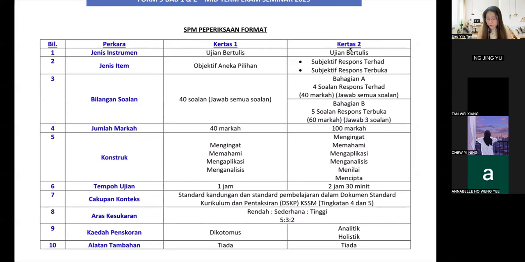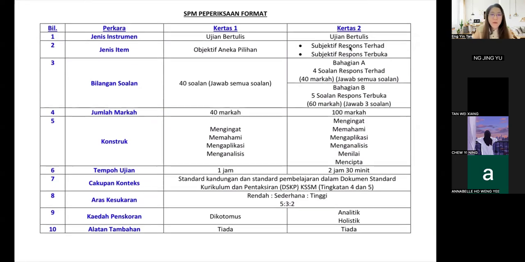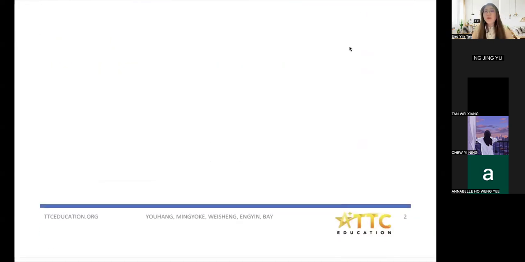For your paper 2, reminder everybody, it's 2 hours 30 minutes. To be honest, if you really go and do all the questions, it will be just nice. 2 hours 30 minutes is just nice for you to finish 4 structure and 3 essay questions, unless you write super fast, then you can write one more essay. Everybody, you good with this? I guess it's clear. This is the SPM format, just a reminder.